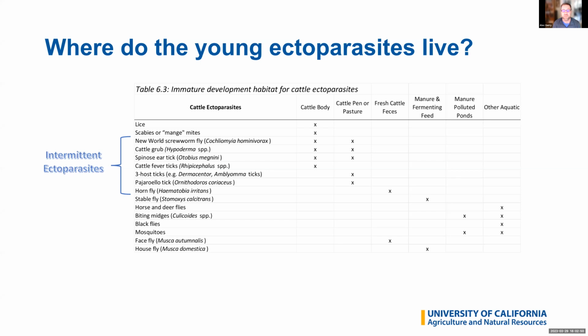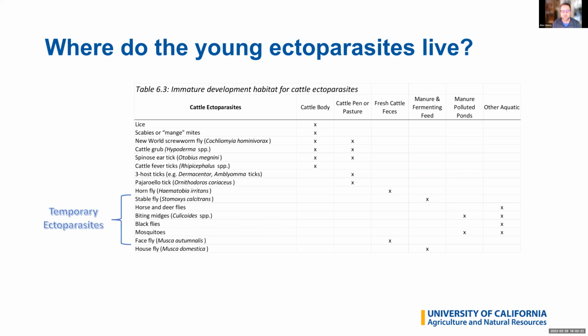cattle. Most of the ticks you'll see, if you follow the row over to the right, you'll see that they're generally found in the cattle pasture, or in some cases, if it's an intensive operation, in the cattle pen. So your control would be applied there to the pasture or the pen. And in some cases, for example, the spinose ear tick, you might be applying control measures both on the cattle body or in the cattle pasture or cattle pen. So there may be two locations to attempt to affect control.